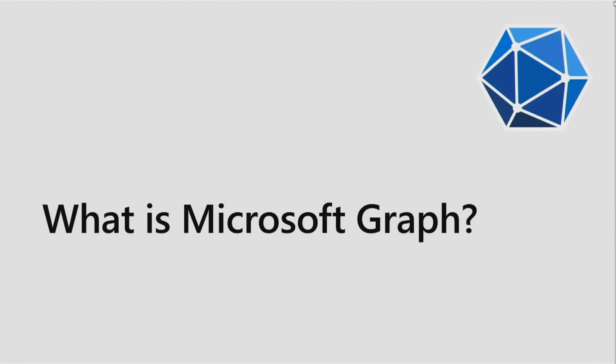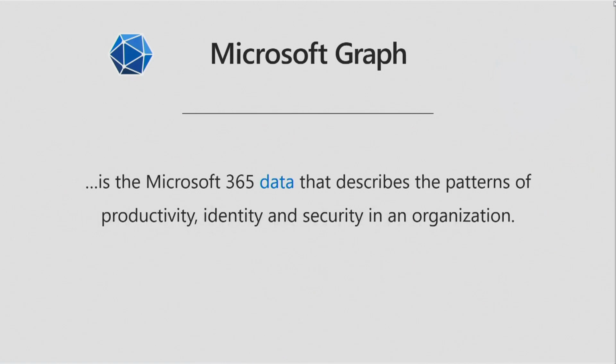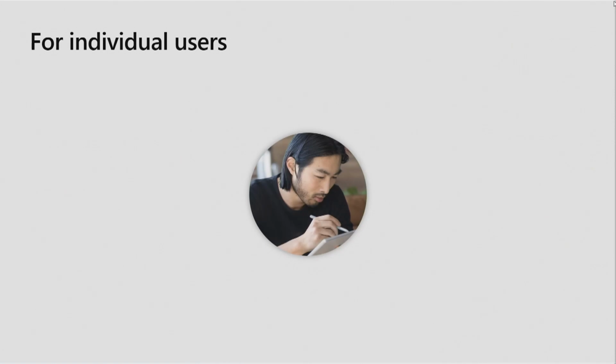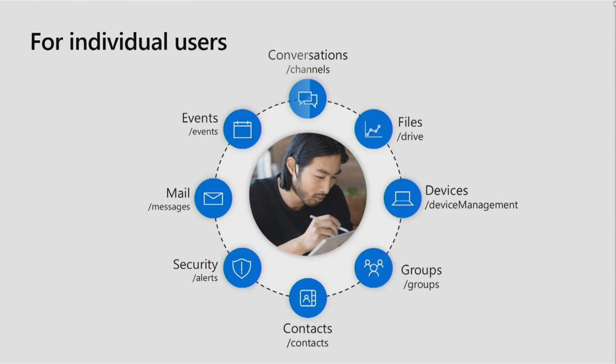So I want to pose a definition for what is Microsoft Graph. Microsoft Graph is the Microsoft 365 data that describes the patterns of productivity, identity, and security in an organization. It is this fabric of interconnected data that has all of the patterns and virtuous cycles between the people and the content and the signals of all of the activity that they do in our services. So all of that interconnected data is what is behind Microsoft Graph.